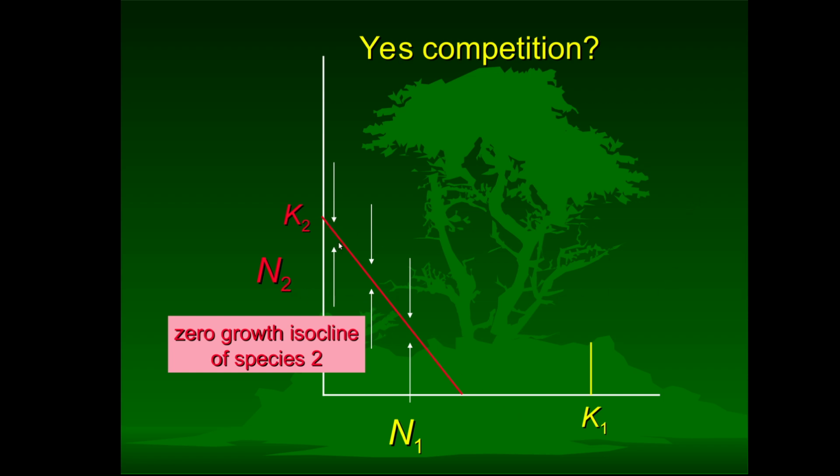So zero growth means that any point on this line, which is joint values of N1 and N2, is a point where the population growth of species 2 is 0. For any point on this line, species 2 is at its carrying capacity and cannot increase anymore.